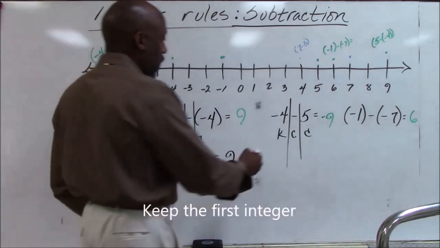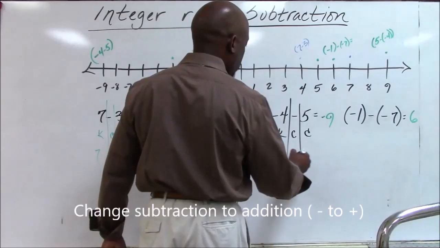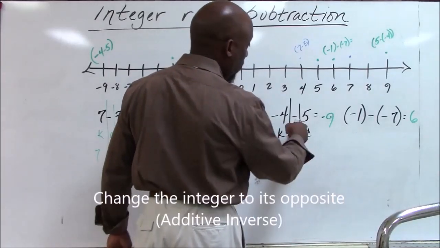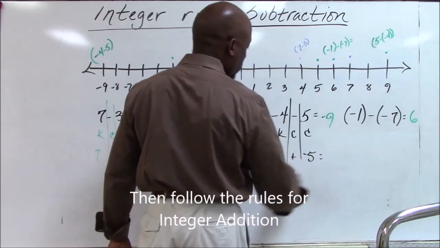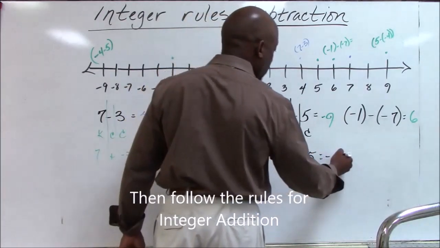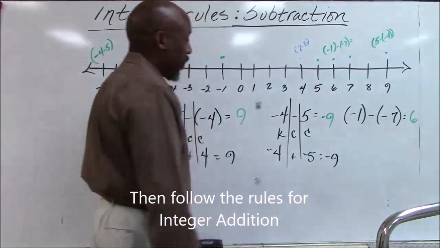In this one, we keep our -4, change subtraction to addition. That's a +5, so it becomes a -5. The rule for addition is negative plus a negative equals a negative, and we get our answer.